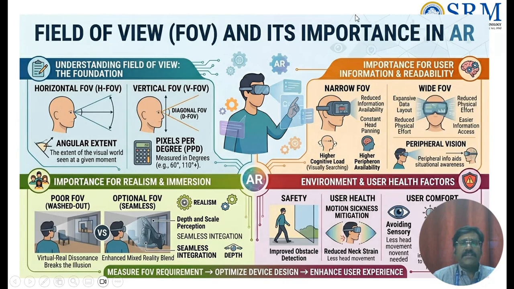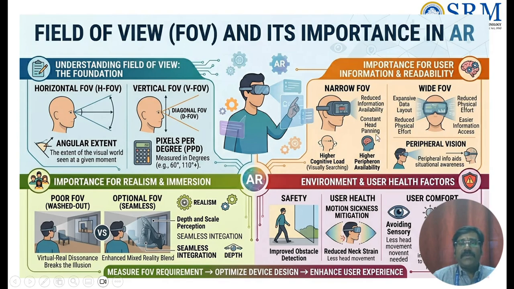Another characteristic is the field of view, FOV, and it is important in AR. There are the horizontal FOV and the vertical FOV. The angular extension is going to be taken. The pixels per degree, PPD, is a measure of an FOV. Sometimes it may be called a narrow FOV or a wide FOV.